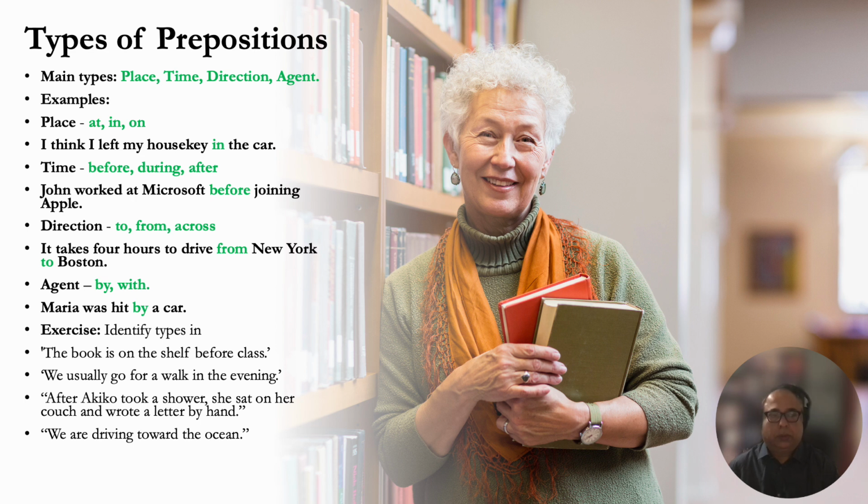Okay? So try to do the exercises. There are 4 sentences with prepositions. So you have 2 things to do. First, identify the preposition, and then write the type of preposition they are. Like the book is on the shelf before class. If you recognize the preposition, what type of preposition is it? Is it a place preposition, or a time, or a direction, or an agent preposition? Okay? And here are the answers.